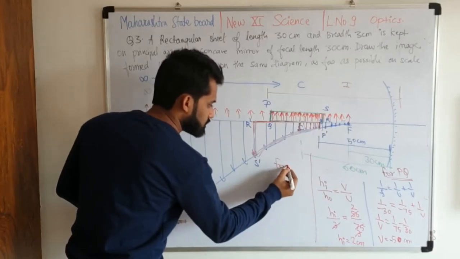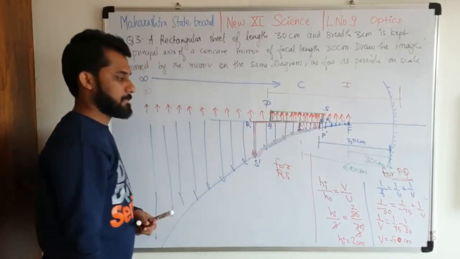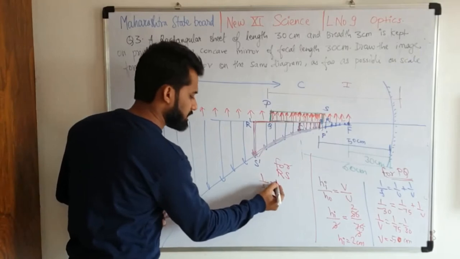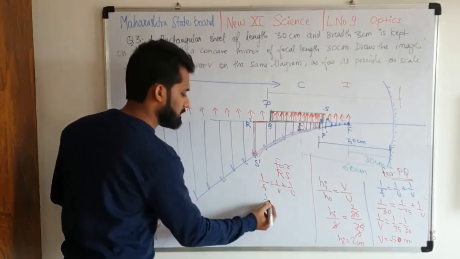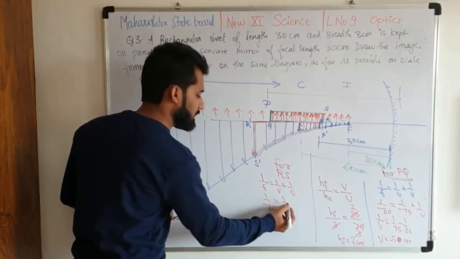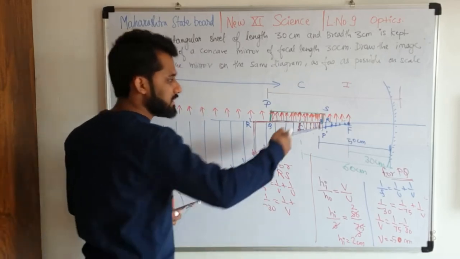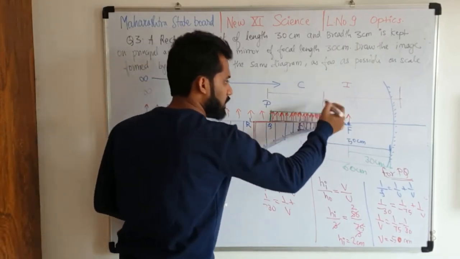So for RS, 1 by F is 1 by V plus 1 by U. 1 by minus 30 is equal to 1 by V plus 1 by U. What is the location of SR?